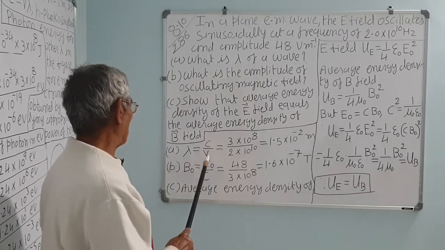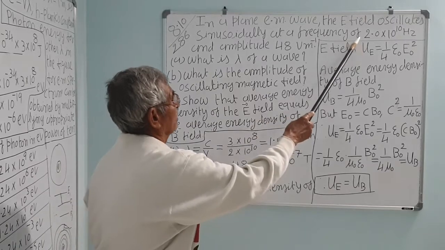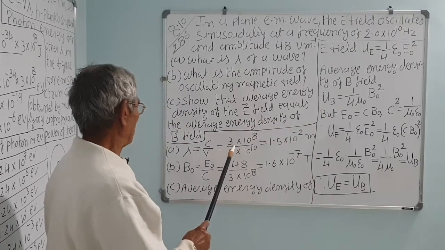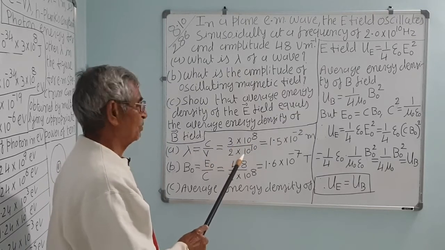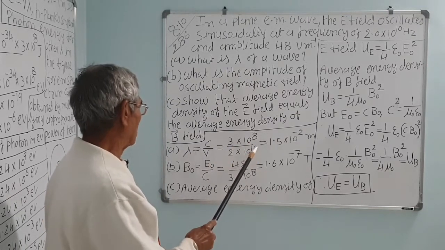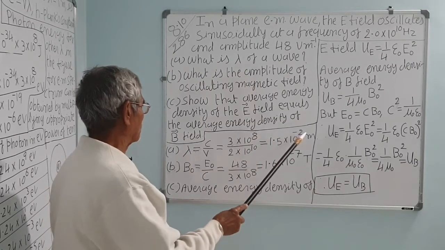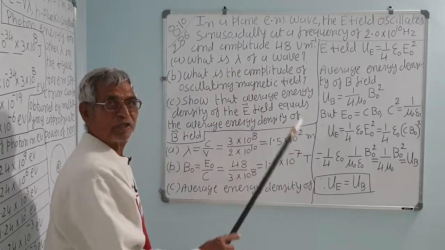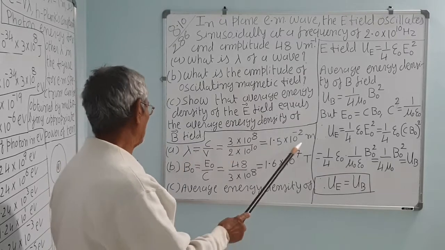Lambda is equal to c by nu. C is the velocity of light, nu is given already, that is 2 into 10 raised to 10 Hertz. The velocity of light is 3 into 10 raised to 8 upon frequency 2 into 10 raised to the power 10. So the power will go to minus 2, and 3 by 2 is 1.5. So 1.5 into 10 raised to minus 2 meters is the wavelength of the wave.